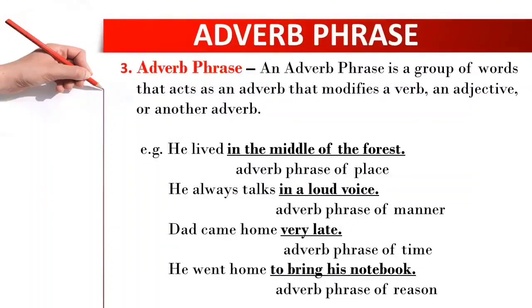What is an adverb phrase? An adverb phrase is a group of words that acts as an adverb that modifies a verb, an adjective, or another adverb. For example, he lived in the middle of the forest. Here, in the middle of the forest is adverb phrase of place modifying the verb lived. He always talks in a loud voice. Here, in a loud voice is adverb phrase of manner modifying the verb talks.